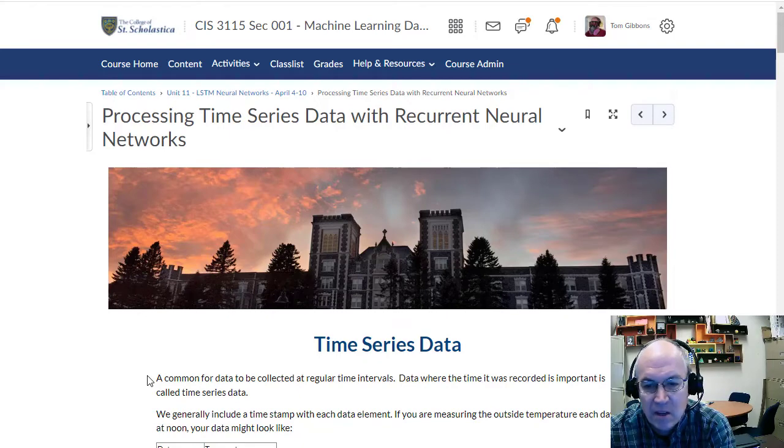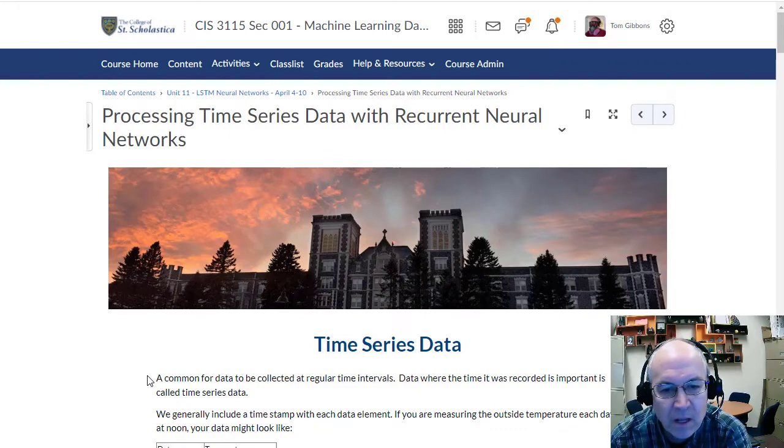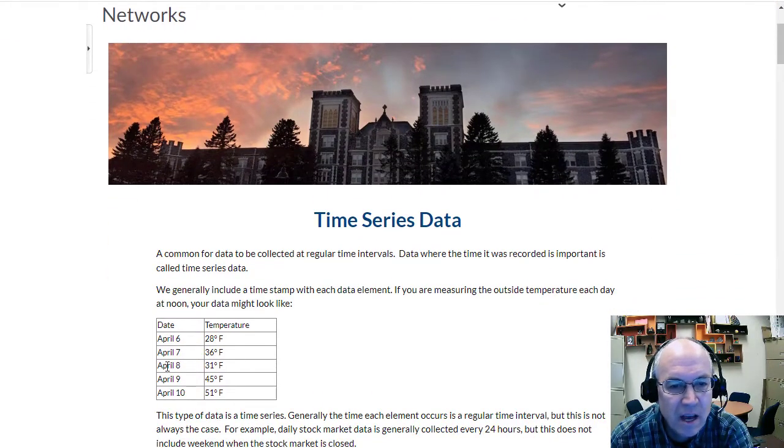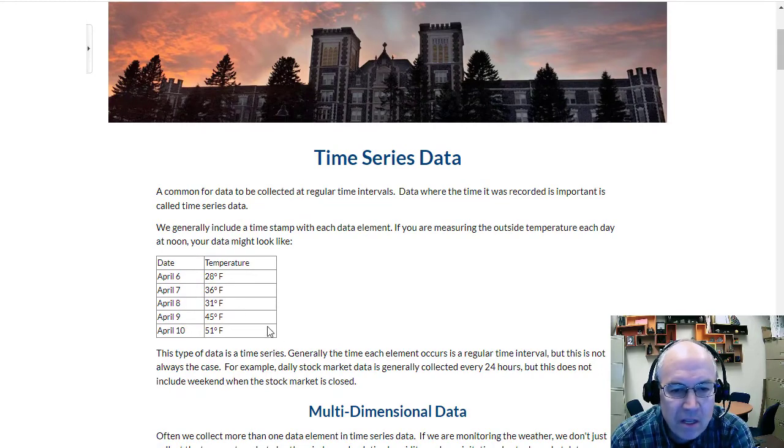So this is generally any data that's collected at regular time intervals, and we often record when the data was recorded, and what we record. So, for example, maybe you're just taking your daily temperature outside at noon every day. So you record the date where you go out and collect the temperature, and then the temperature you're recording. So this would be a time series, a series of data elements collected over a set of time frames. Now, generally, we collect these at a regular interval, so maybe every 24 hours or something like that.